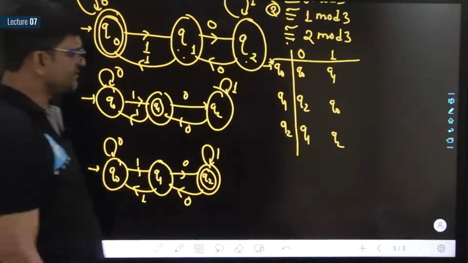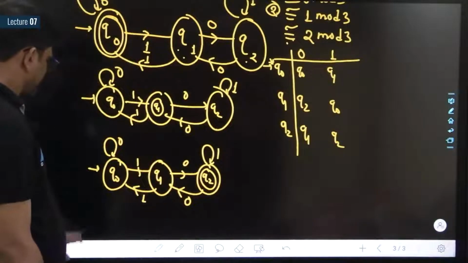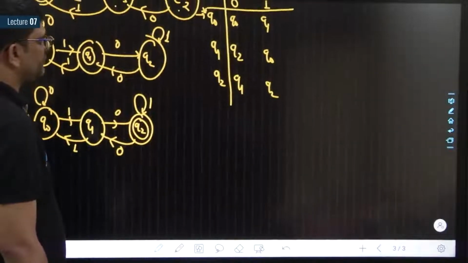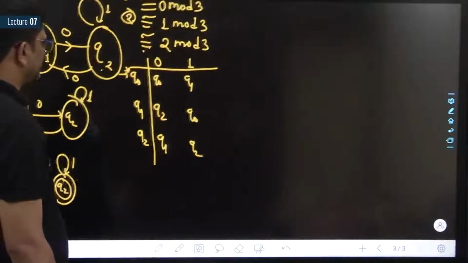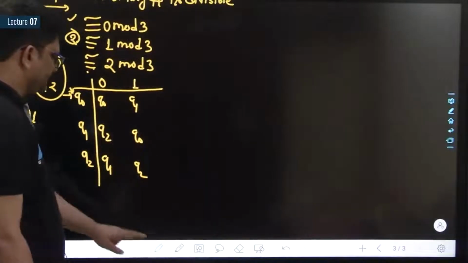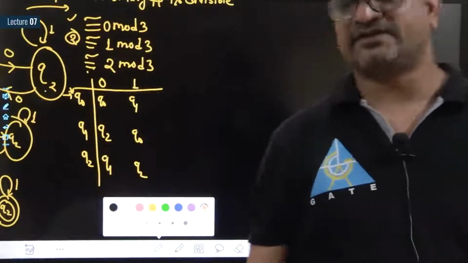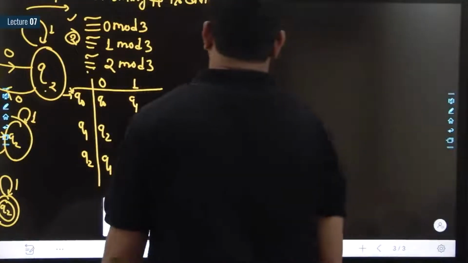Clear? Same question is repeated for divisible by 4. Binary number is divisible by 4.